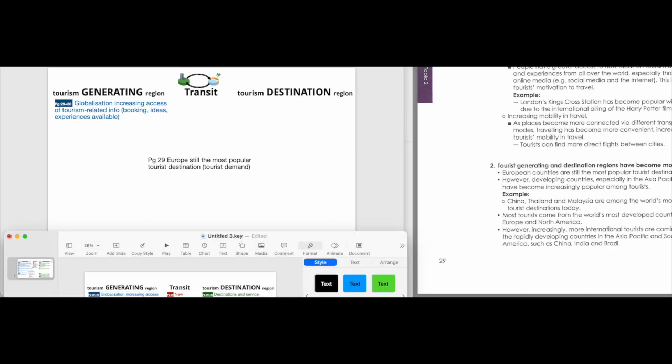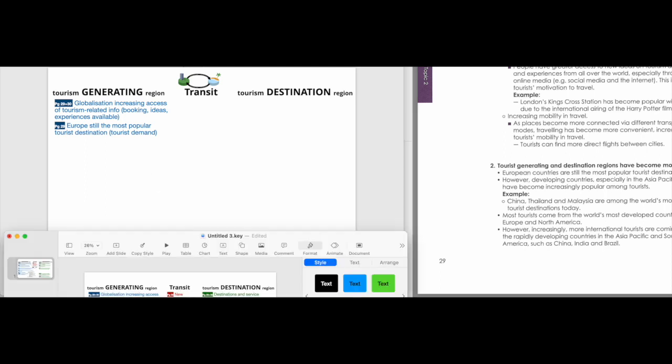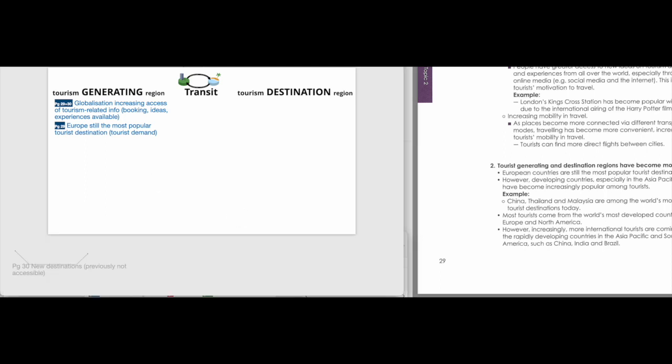Now some of you will say that it's due to changes in the tourist generating region because people want to travel to Europe for whatever reason. So it could be an issue with the tourists. That's why it's a tourism generating region issue. Now some of you can also argue, correctly, that it could be due to the fact that Europe has developed itself as a very good tourist destination, so that is why it remains a popular tourist destination. So both are valid to put inside there. All right, let's try the next one.